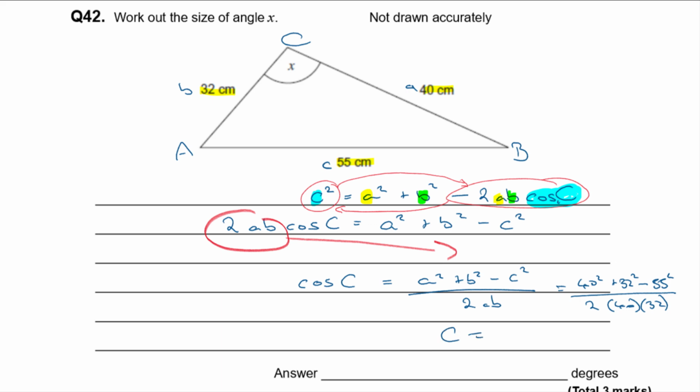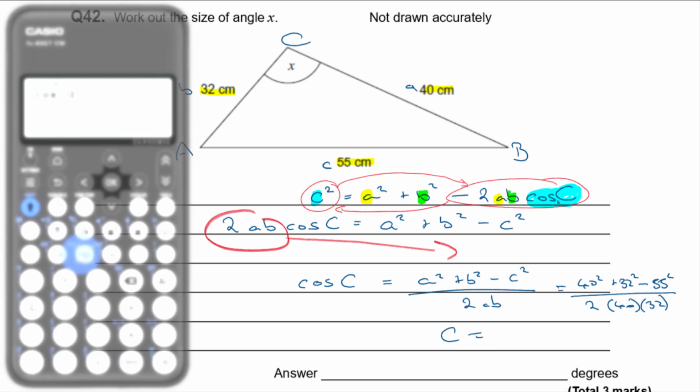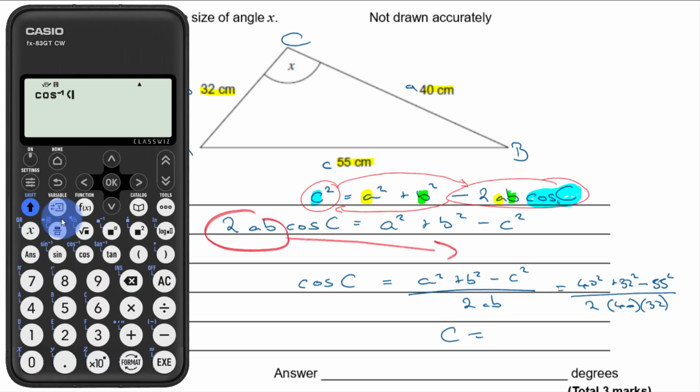So then c is equal to, again, it's going to be quite a thing to type into the calculator. I'm going to press the shift cos, so I get the inverse cosine. I'm going to use the fraction key. On the top line, I'm going to do 40 squared plus 32 squared minus 55 squared. And come down to the bottom line, and I'm going to do 2 times 40 times 32. Not sure if it matters on this calculator if I close the bracket or not, but I'll do it anyway.